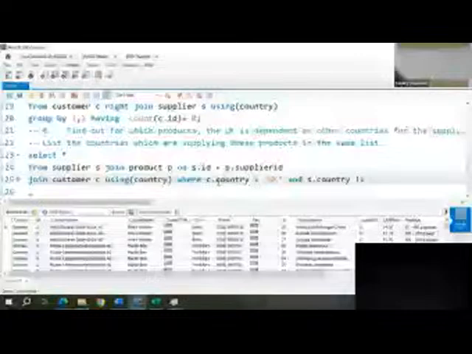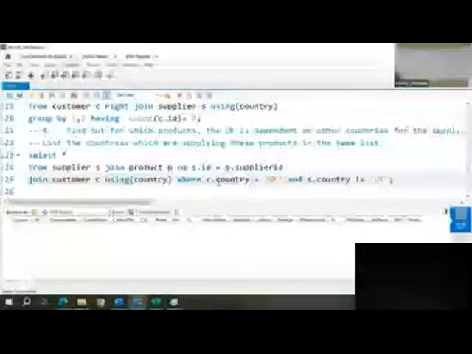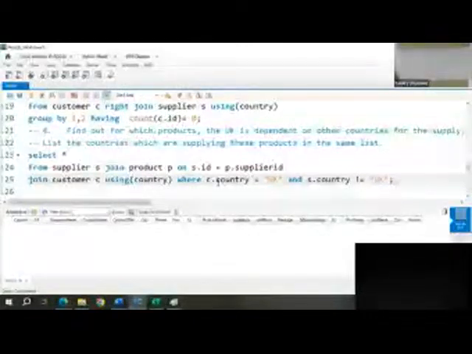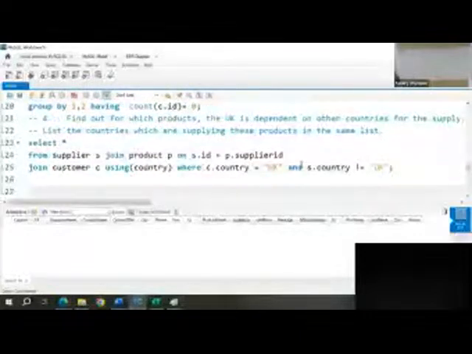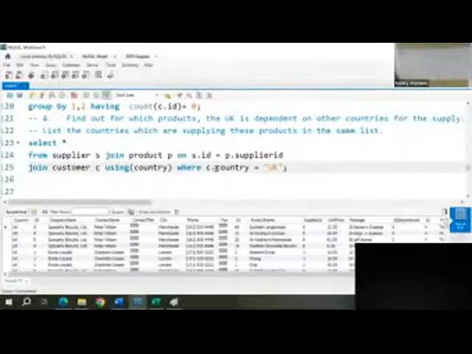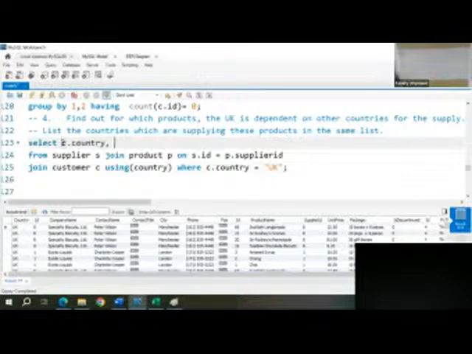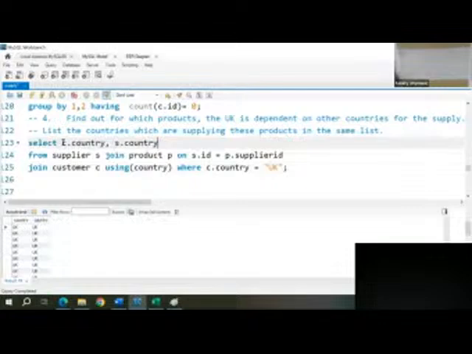Why am I not getting any answer? Maybe there is no answer. Nobody knows, right? Let's see. Let's first only try country UK. Okay. Let's try only country UK. So there are so many customers in country UK. So let's try C dot country and let's try S dot country. So you can see that all the products that UK customers are buying are in UK only. You can see that, right?